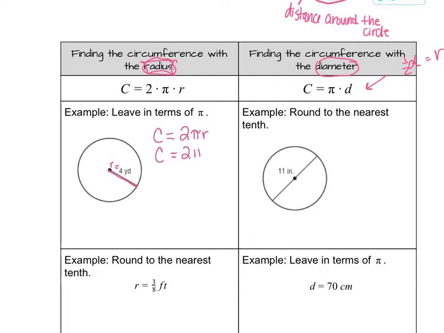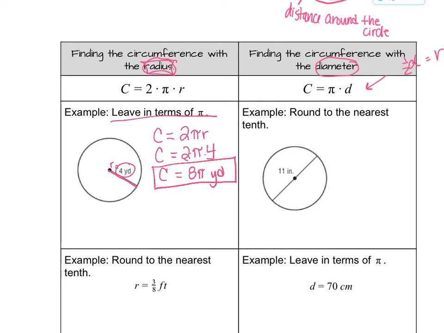So 2, pi is a number, and they gave us 4 for r, so we plug in 4. Remember, this is all multiplication. So C is equal to, the directions say to leave in terms of pi. So 2 times 4 gives us 8, and then we'll leave pi in our answer. And this would just be yards. Note it's not yards squared because this is not area, okay?